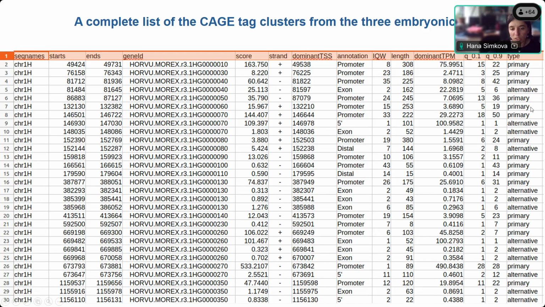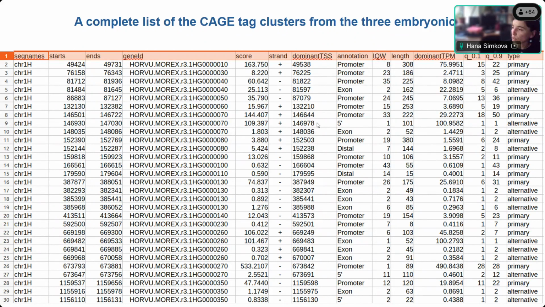including the initiation level, including the width of the promoter or the initiation cluster, including whether it's primary, whether it has some alternative start sites or not in the three tissues. And we are hoping to extend this for the inflorescence and maybe more barley tissues in the future.